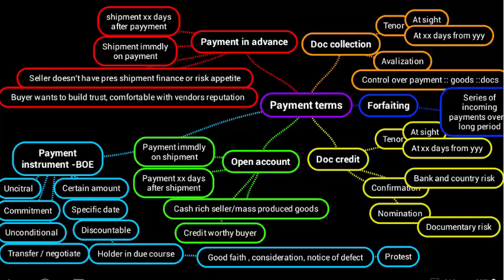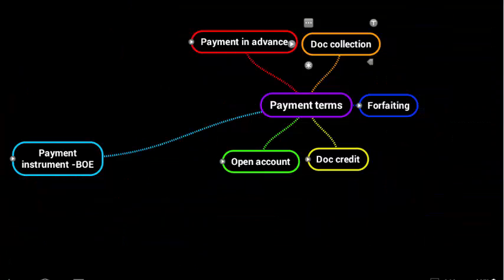Coming to payment terms, there are various ways in which an international trade can be settled. It could be payment in advance, documentary collection, documentary credit, open account, or forfeiting. The customer could also choose to have a payment instrument to facilitate this transaction. We can look at these in detail. The payment instrument chosen could be bill of exchange, promissory note, or any similar instrument. This could or could not be part of the other payment method.